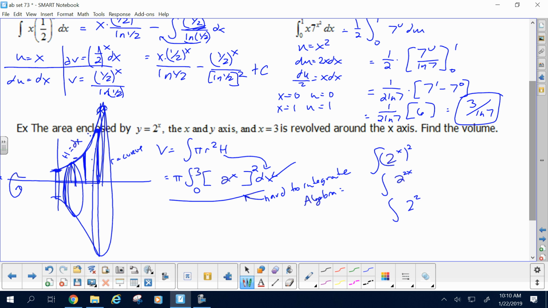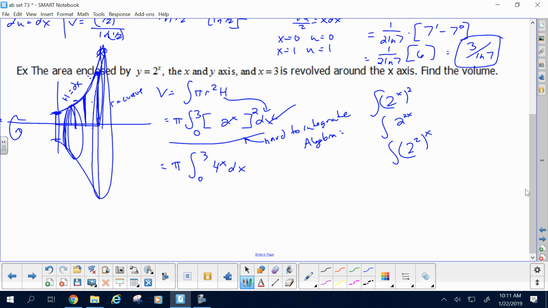Do this, which is multiplying the exponents in the opposite order. And what's that equal to? 4 to the x. This is much easier if you rewrite this as 4 to the x. 2 to the x, squared, is the same as 4 to the x. All right. That then is easier to integrate.